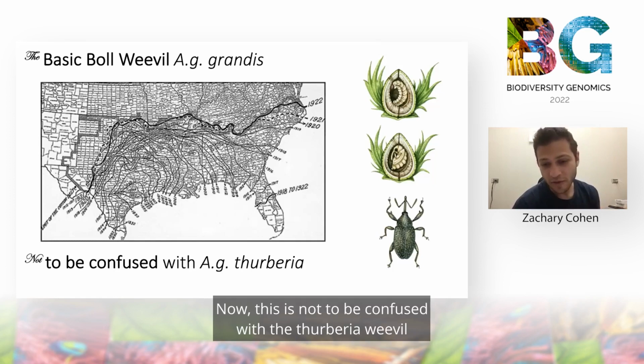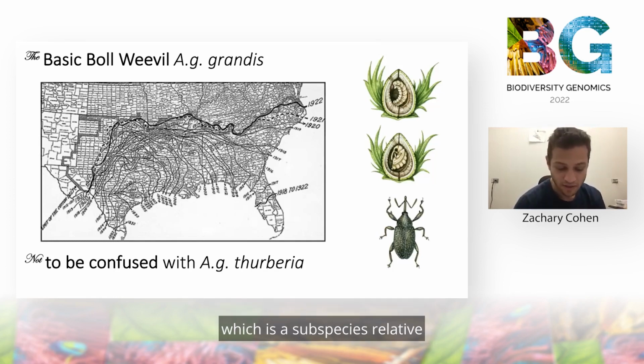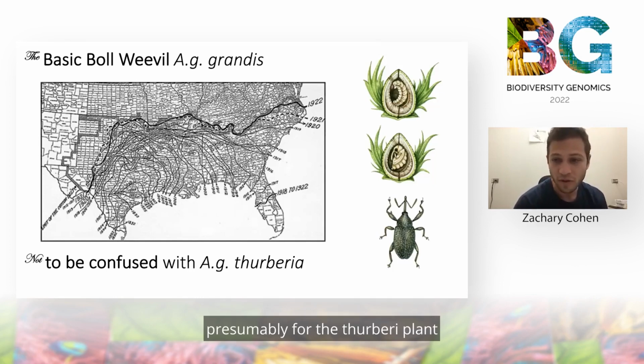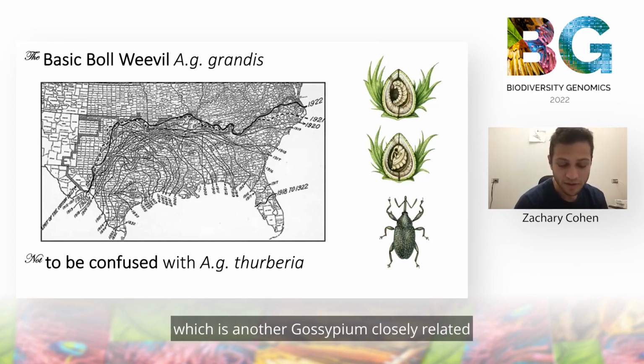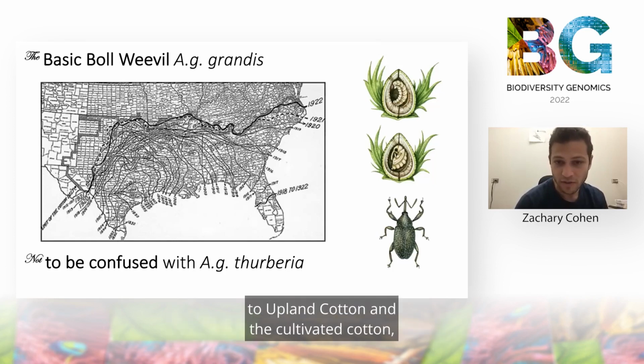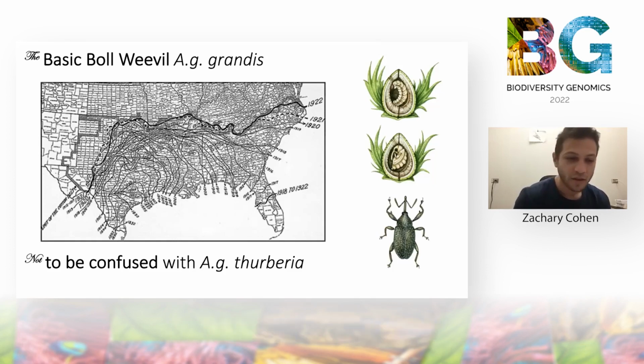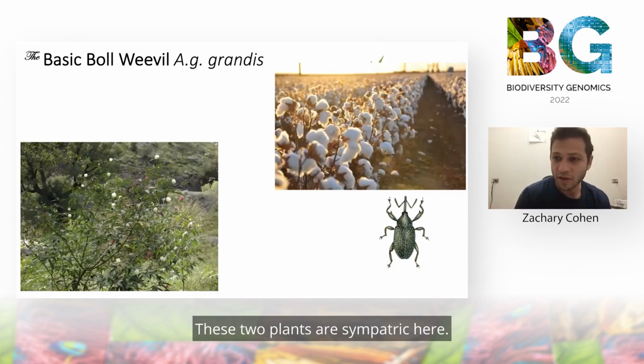Now, this is not to be confused with the thurberiae weevil, which is a subspecies relative to grandis that has a preference, presumably, for the thurberiae plant, which is another Gossypium closely related to upland cotton and the cultivated cotton, but is not agriculturally relevant. These two plants are sympatric here. They live in the same region of the southwest and Mexico.